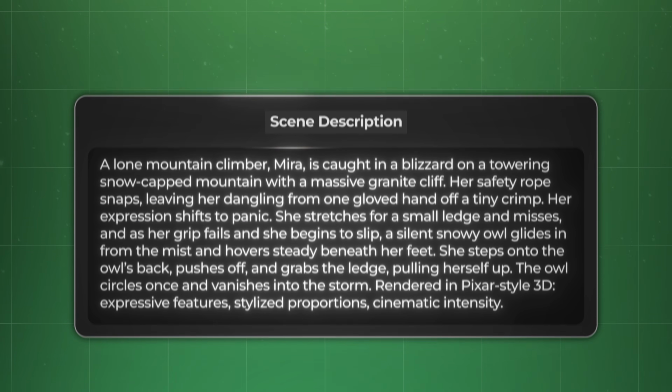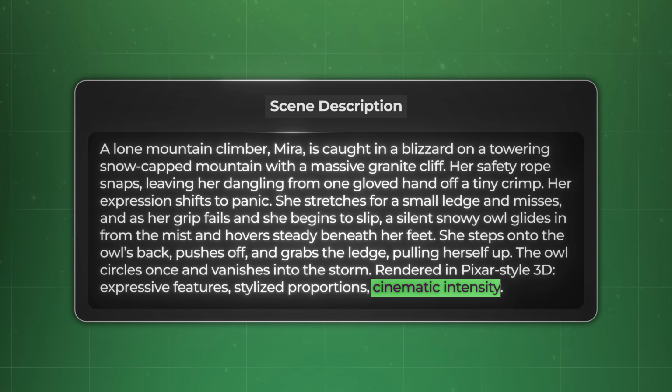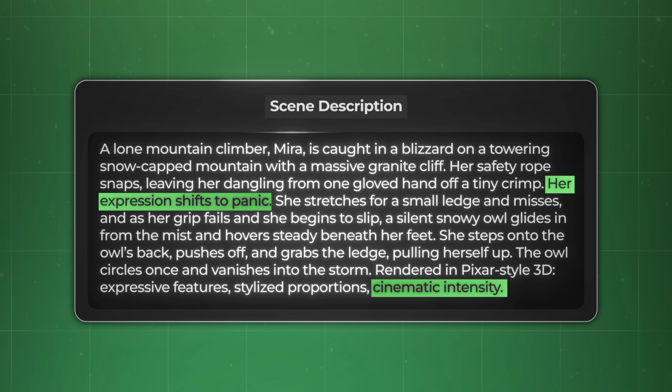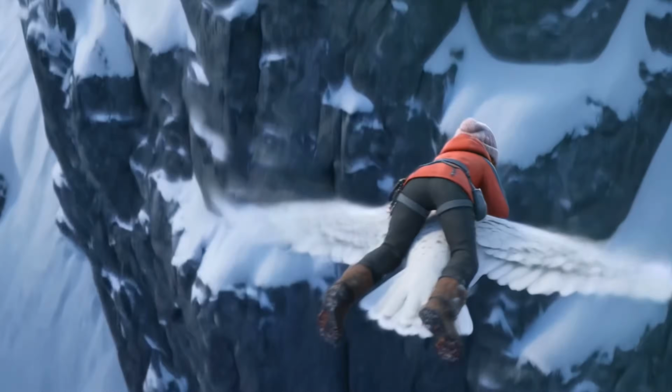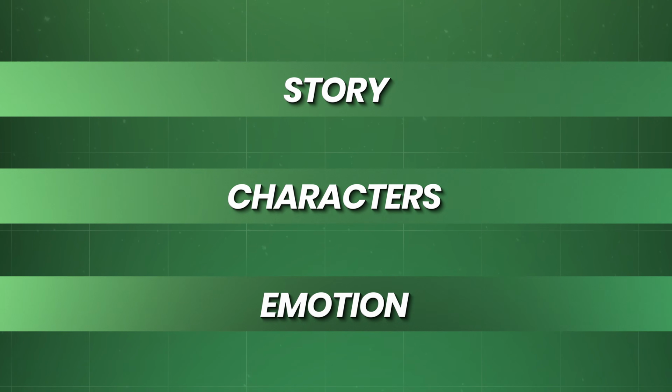In my scene description, I'm using phrases like cinematic intensity and her expression shifts to panic to give the model a clear emotional direction to work from. The sequence moves from tension into danger into relief, and every visual choice in this workflow follows from that. Now, I'll take all these 3 elements from the scene framework and put them into Claude.